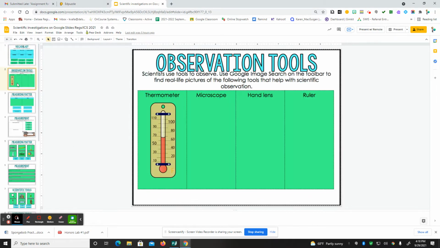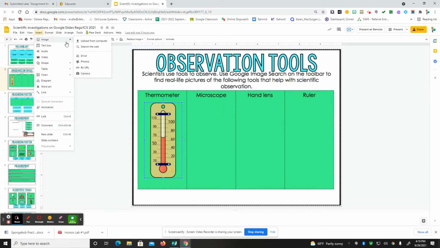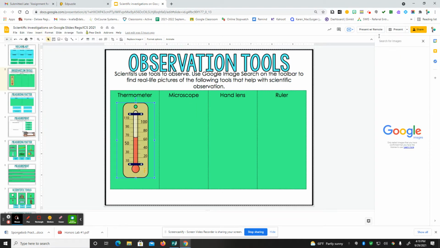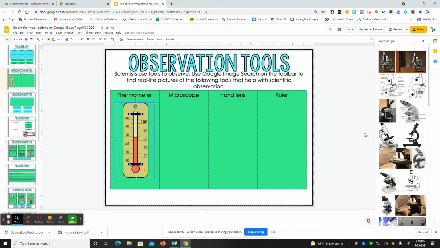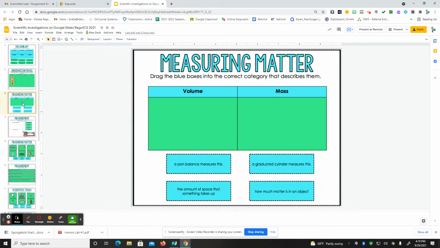The second one is number 2, your observation tools, which are your science tools. So you're going to just add, I gave you a thermometer there. You're going to go up to the top and hit insert image, and then you're going to search the web. And then you can type in microscope, and then you could drag or drop any of those microscopes, right? A hand lens and rulers for the respective observation tools.